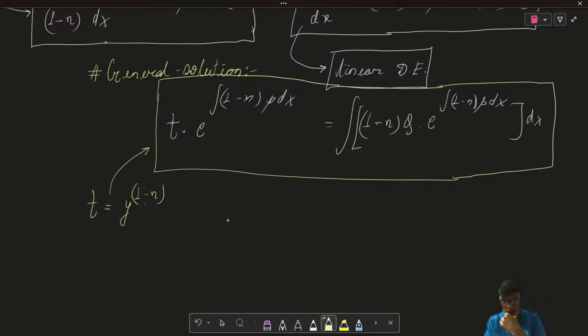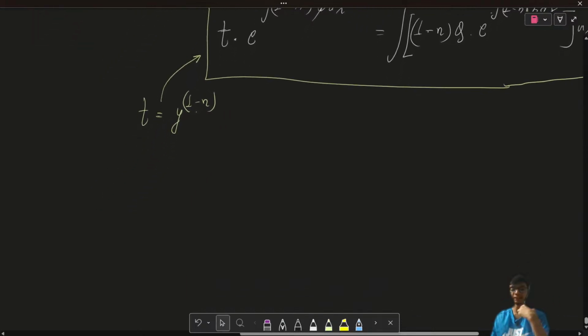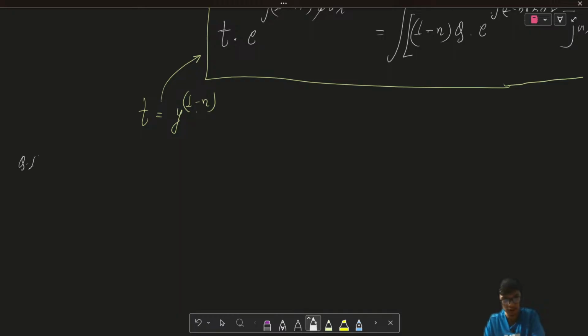So I hope this is clear to all of you. If this is clear, let's try to solve some problems so that we can understand this particular concept in much detail, right? So please try to solve this particular problem over here.